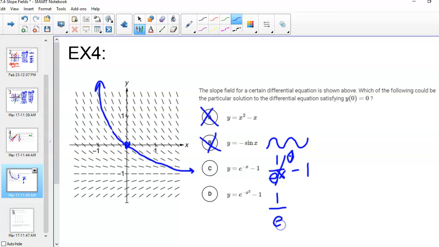We've got e to the x squared minus 1. Okay, so here we would also have, as x approaches infinity, this would go to 0. So we'd also have a horizontal asymptote at -1. So that doesn't really help us a lot for this particular problem. So what we could think about is taking the derivative of this.